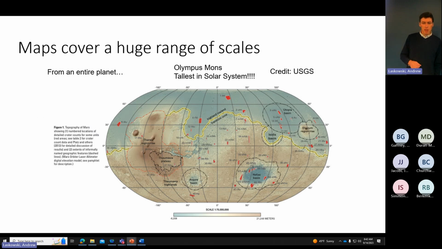So in terms of map scale, maps can cover a huge range of scales. Here's an interesting map of the topography of Mars, also showing one of the largest topographic features in our entire solar system, Olympus Mons right there, which is pretty cool. Different sort of projection here with curved lines of longitude. But we can see our scale bar here, 1 to 70 million. So today I want you to take home an understanding of what those fractional scales really mean.